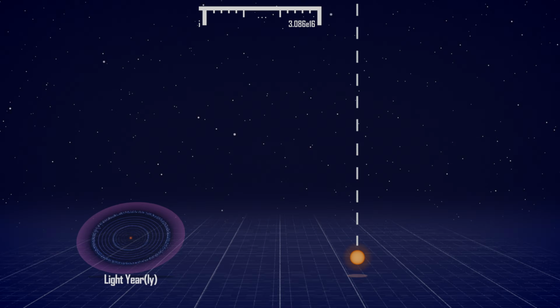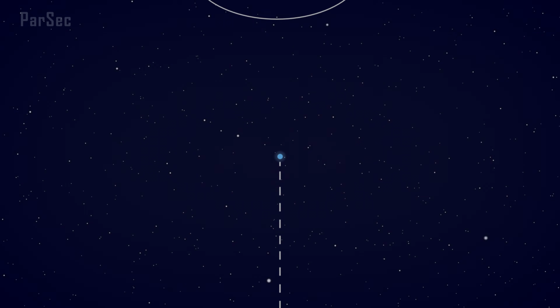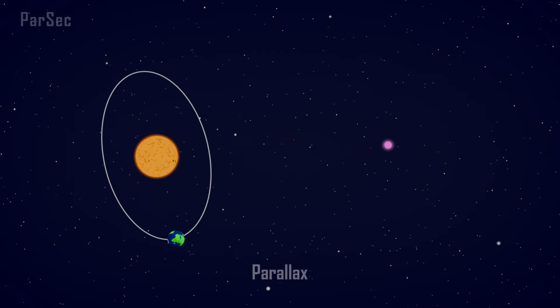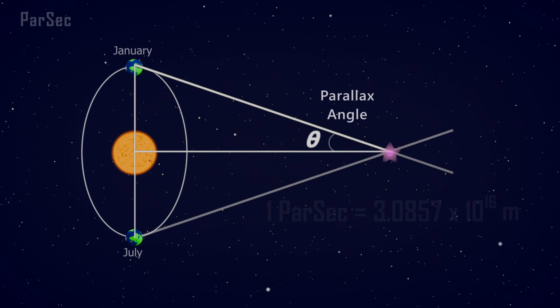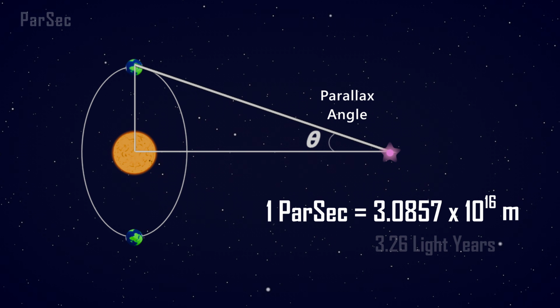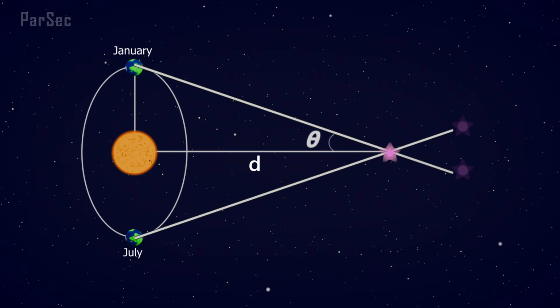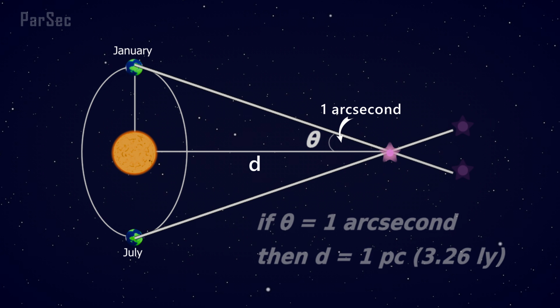Our final stop is parsec. It is based on parallax. That is the shift in a star's position when observed from 2 different points on the Earth's orbit. 1 parsec is about 31 trillion kilometers, or about 3.26 light years. If a star appears to shift by 1 arcsecond when we measure from both positions on the Earth's orbit, then it is 1 parsec away.